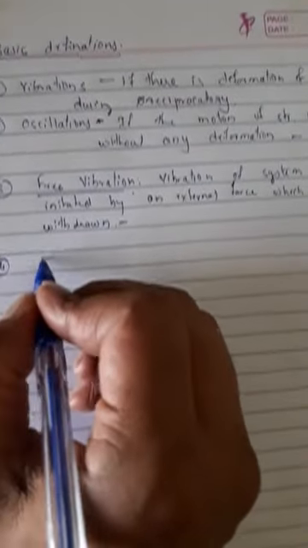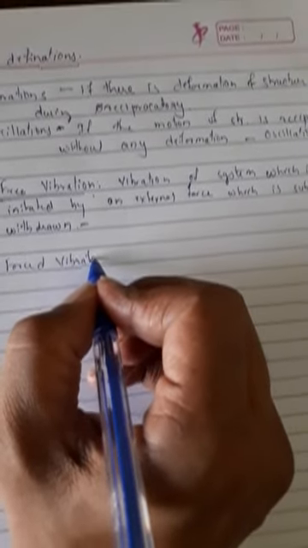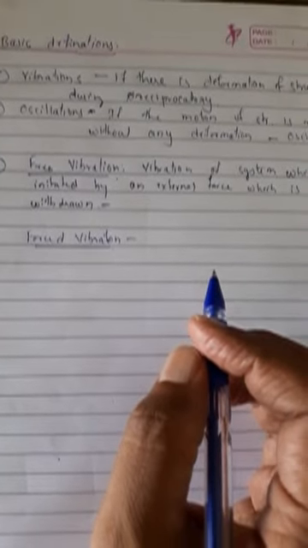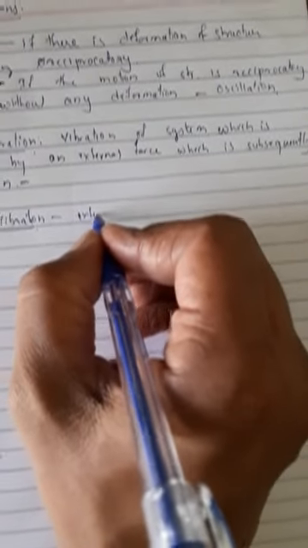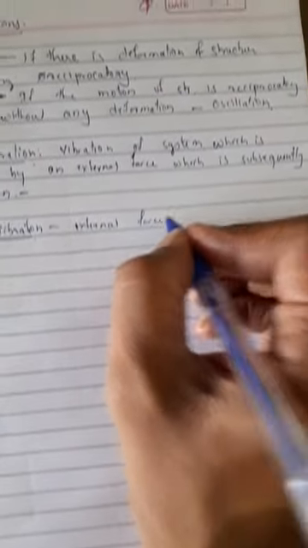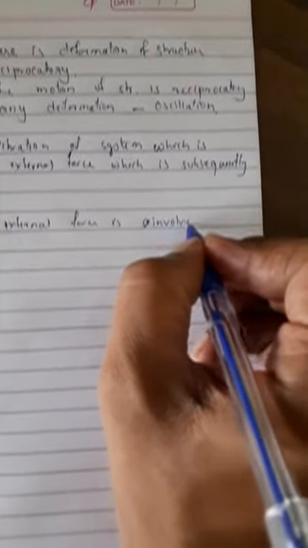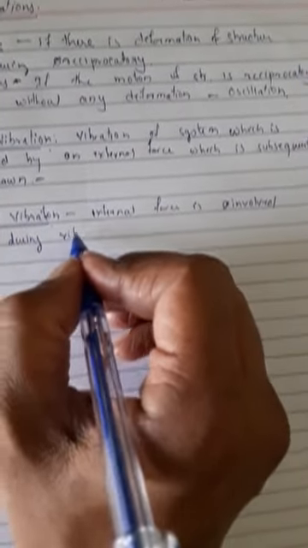Next comes forced vibration. The type of vibration where external force is involved during the vibration. So the external force is not withdrawn, but it continues to act on the system. External force is involved during vibrations.